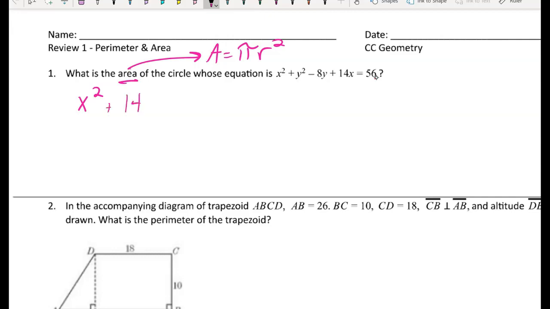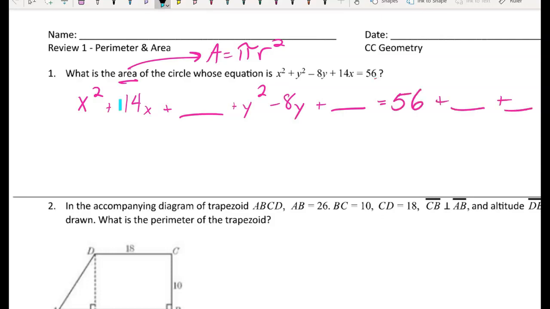I'm going to rearrange this a little bit so that I'm able to complete the square to more easily identify what the radius is. Right, so I need to get it in standard form. If you remember, the process by which we do that is we look at the b term, the number next to the x and next to the y. I'm going to take half of 14, square it, and add it to both sides. Half of 14 is 7, 7 squared is 49.